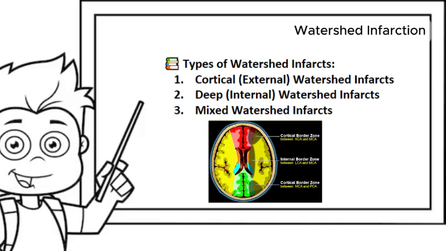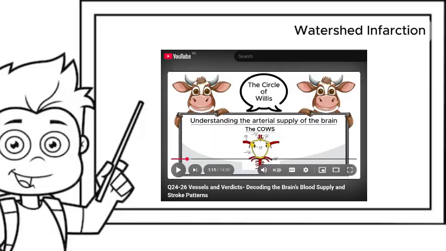Now, I would strongly advise that we go back to my previous video on the circle of Willis, the cows. It's very important you go through this because without a firm understanding of the circle of Willis, you may not be able to grab the concepts that we are currently explaining. So the link is below and you can always click on it. That being said, let's continue.